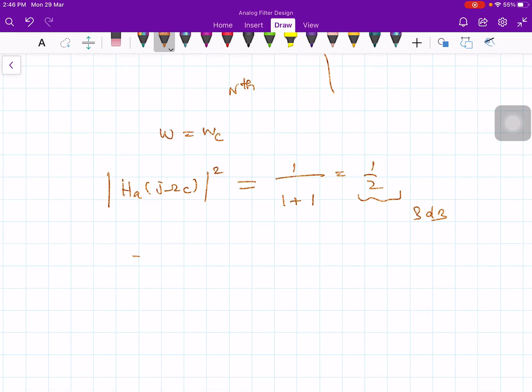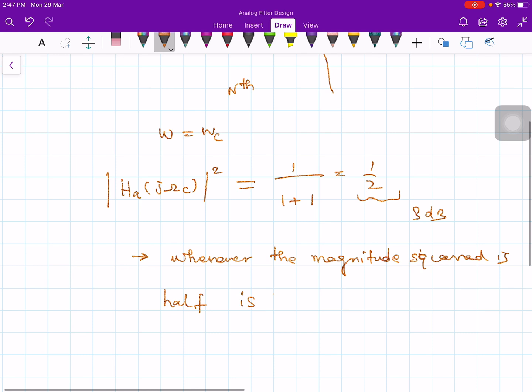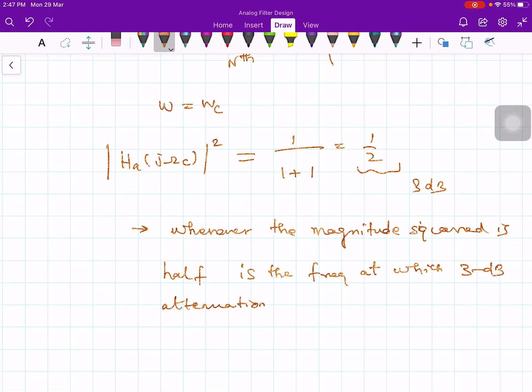So the point is, wherever the magnitude squared is half is the frequency at which 3 dB attenuation occurs. So this is called 3 dB frequency. Therefore omega c is called 3 dB frequency or 3 dB bandwidth of the Butterworth filter.